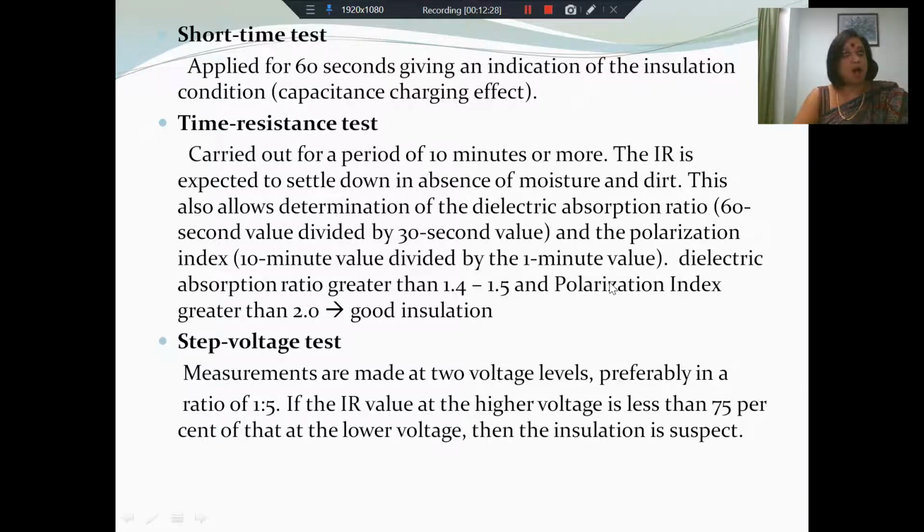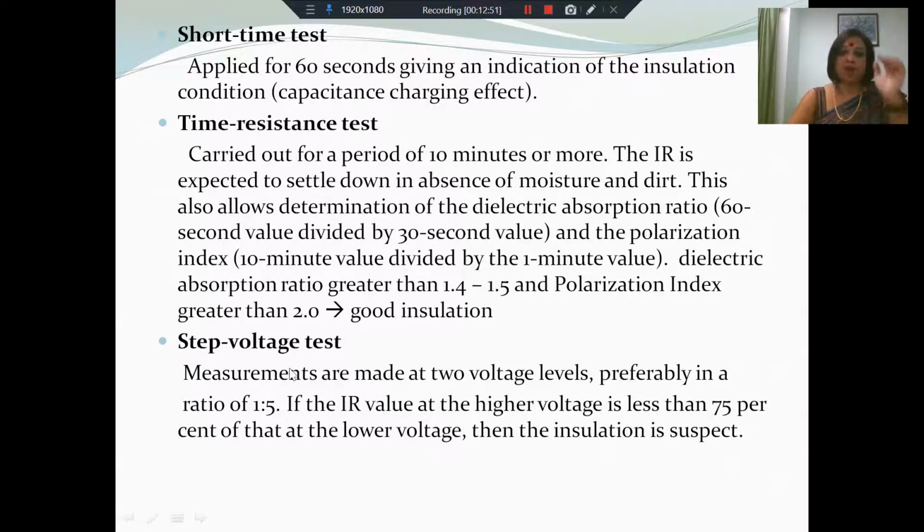Now, from our experience, we have some idea about what kind of values we should expect in a good insulation. For a good insulation, you would expect a dielectric absorption ratio greater than 1.4 to 1.5, and a polarization index greater than 2. That means there is a rapid fall in the current.